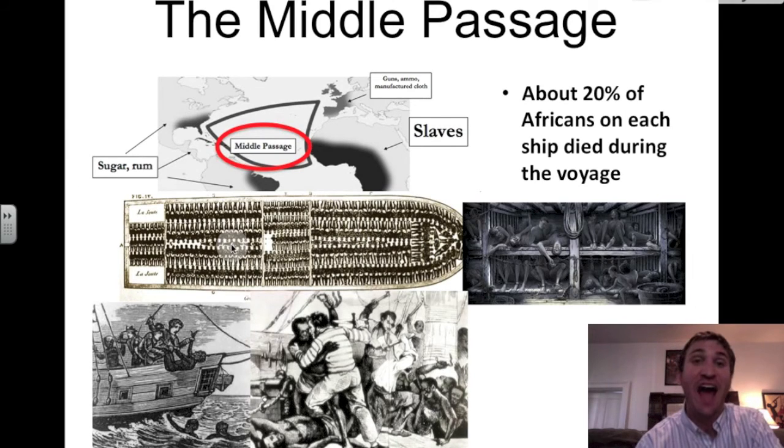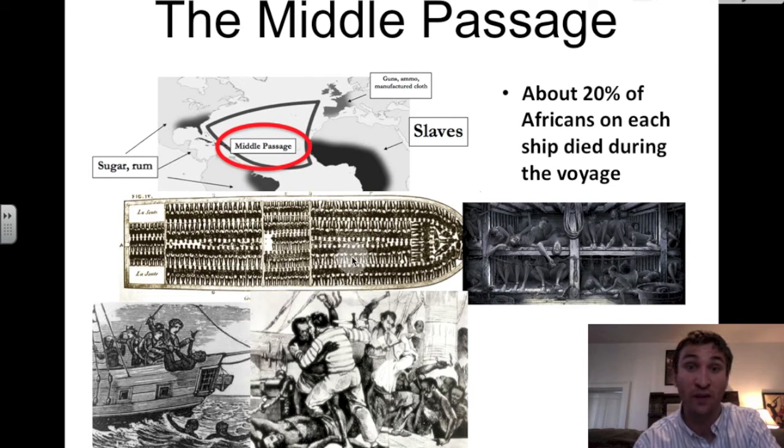The Middle Passage, as we said, was the leg of the triangular trade routes that deals with the forced transfer of slaves from Africa across the Atlantic Ocean to the Americas. About 20% of Africans die on each ship during the voyage. Each slave ship had about 20% of Africans die. That's a staggering figure. And you see a sketch of a slave ship and the inhumane way that slaves were packed in the lower level of these slave ships.